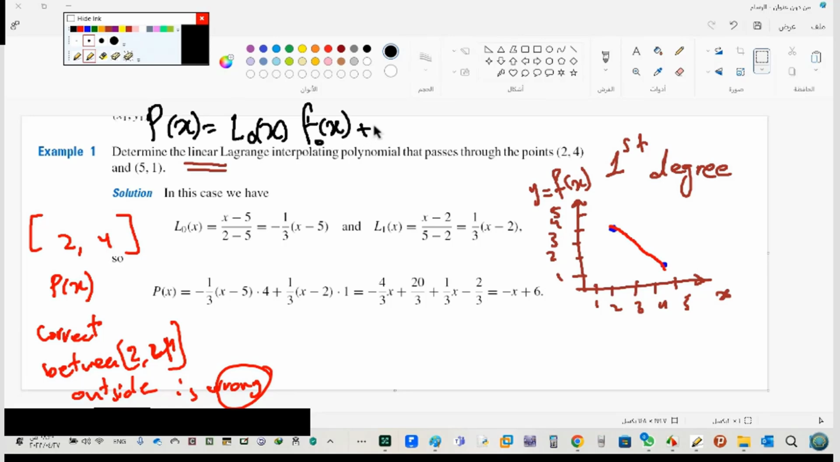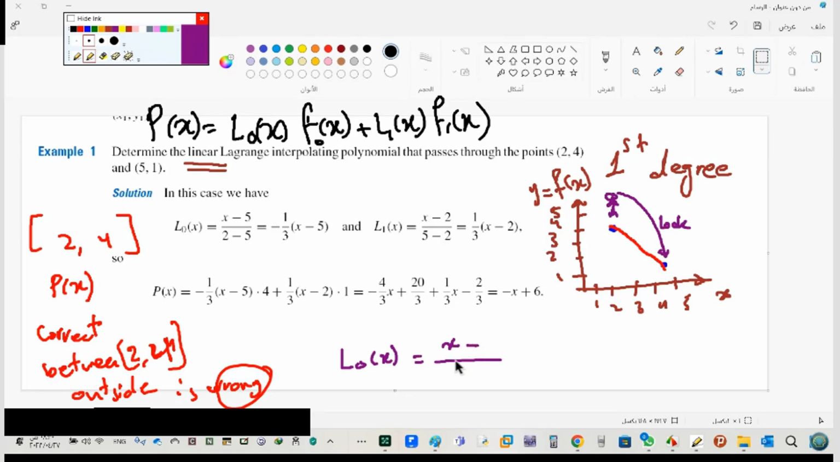Now, as you saw before, Px here is L0x F0x plus L1x F1x. Good. That's L0. Imagine for L0, usually imagine yourself here. What's L0? 2, 4. So 2, 4 here. I am here. I am the person here, looking for another point. So L0x is x minus the other point, which is 5. Minus 5. My point is 2. Repeat: x here is a variable.